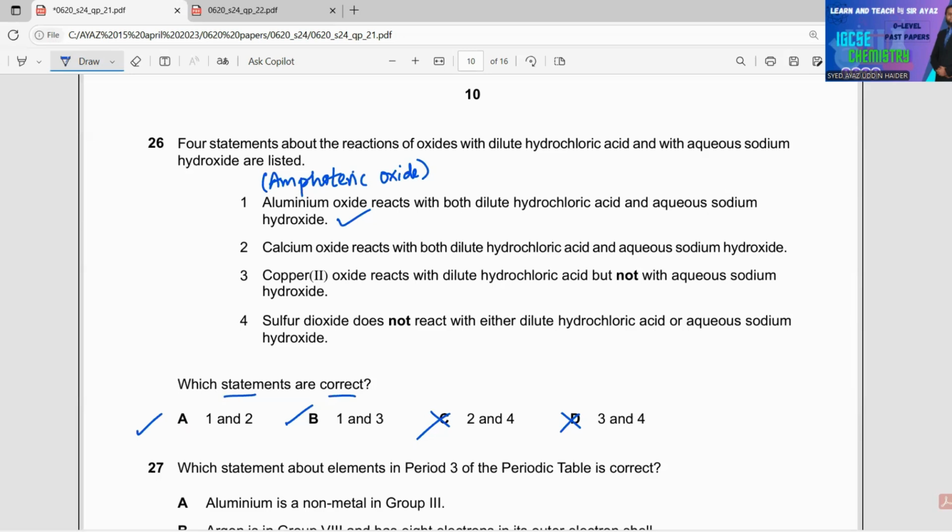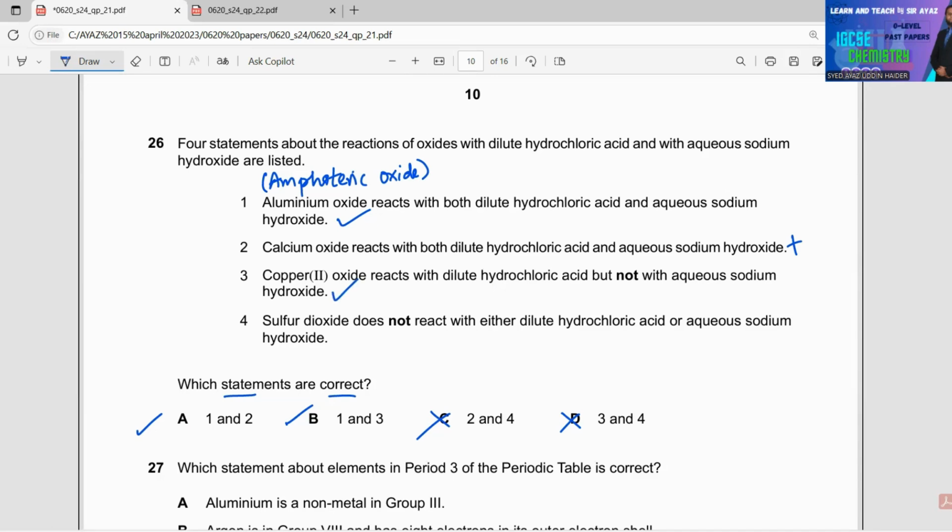Statement number 2 is calcium oxide reacts with both dilute hydrochloric acid and aqueous sodium hydroxide. Calcium oxide is a base, so it will react with hydrochloric acid. It won't react with sodium hydroxide. So this statement is incorrect. 3. Copper 2 oxide reacts with dilute hydrochloric acid but not with aqueous sodium hydroxide. This is correct because copper 2 oxide is a base. It will react with acid, but not with another base or alkali.